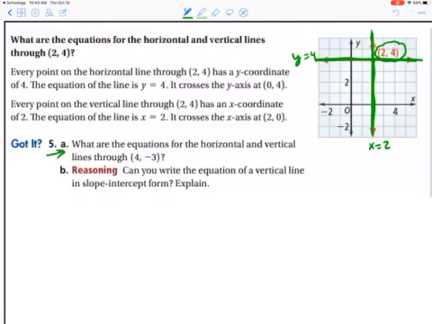What are the equations for horizontal and vertical lines going through 4, negative 3? My x is 4, my y is negative 3, so it'd be x equals 4. And x equals 4 has a slope undefined. Y equals negative 3 would be my horizontal line, and that has a slope of 0.